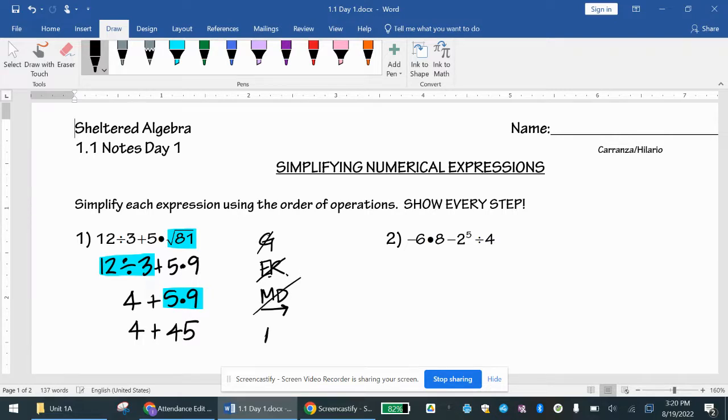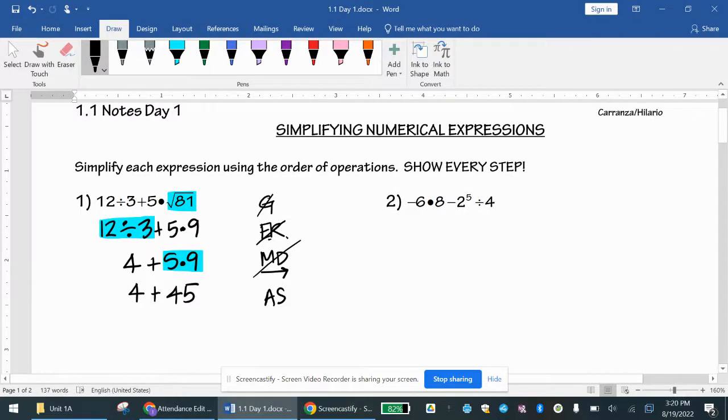The last step is addition and subtraction. Again, those also need to be done from left to right. They're equally important. It just matters which one you see first when reading the problem from left to right. 4 plus 45 is 49. Since there was only addition, you didn't have to worry about finding addition or subtraction. That's all you had to do there.